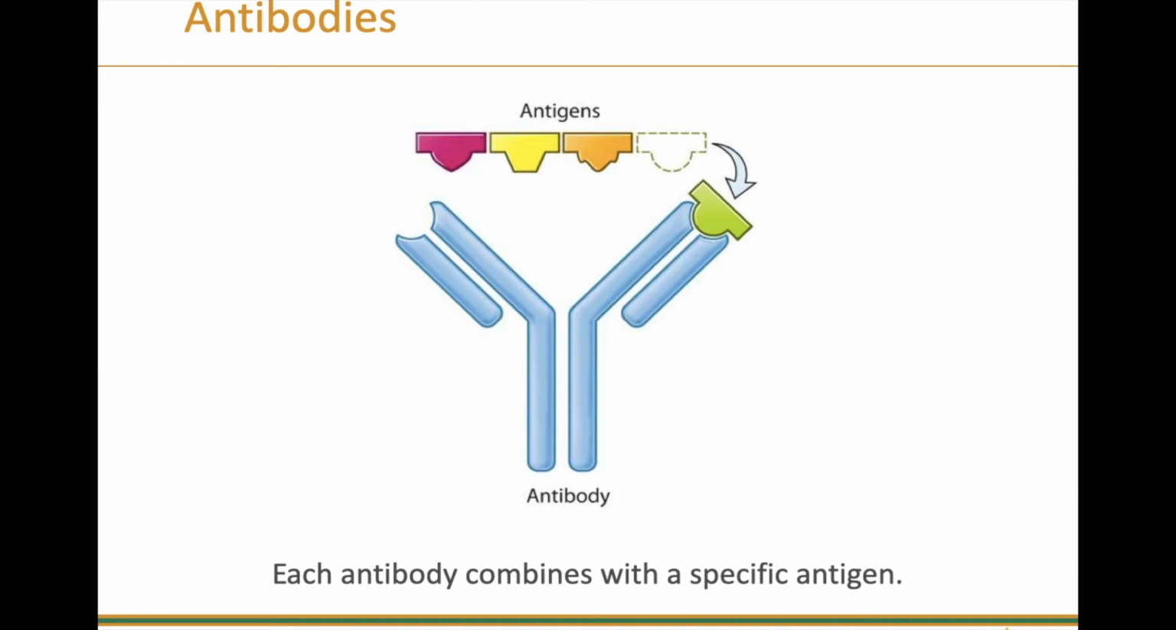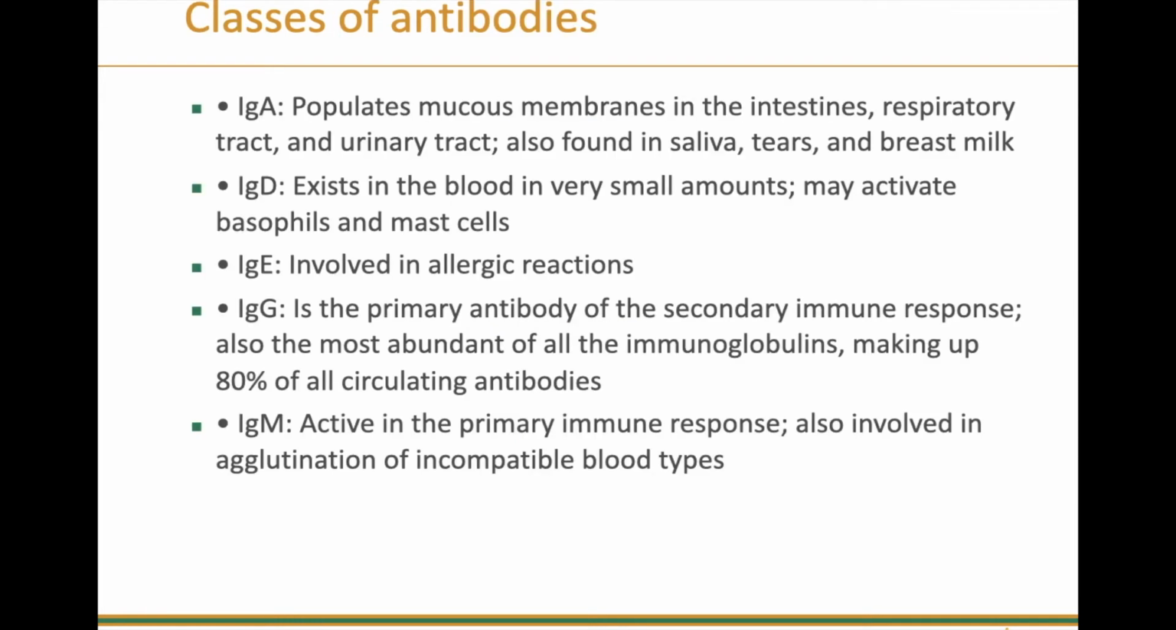Next we need to know the 5 classes of antibodies. So IgA, you would find these in the mucous membranes, like in the intestines or the respiratory tract or the urinary tract. These are also found in saliva, tears, and breast milk. IgD, these exist in the blood in very small amounts. They may activate basophils and mast cells, so they're involved in inflammation. IgE are the ones involved in allergic reactions.